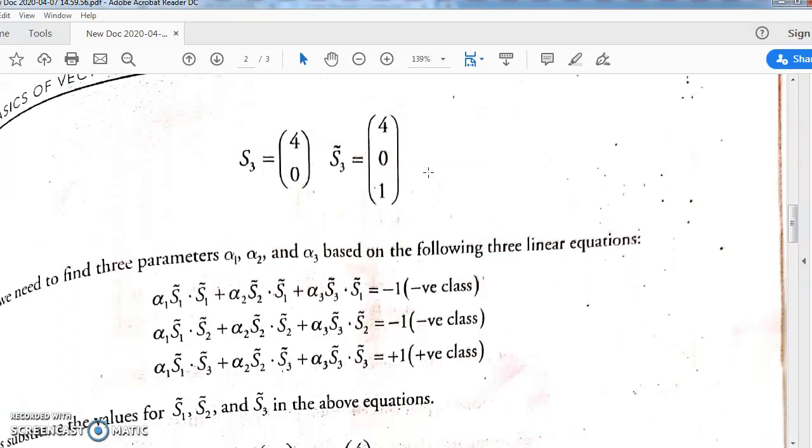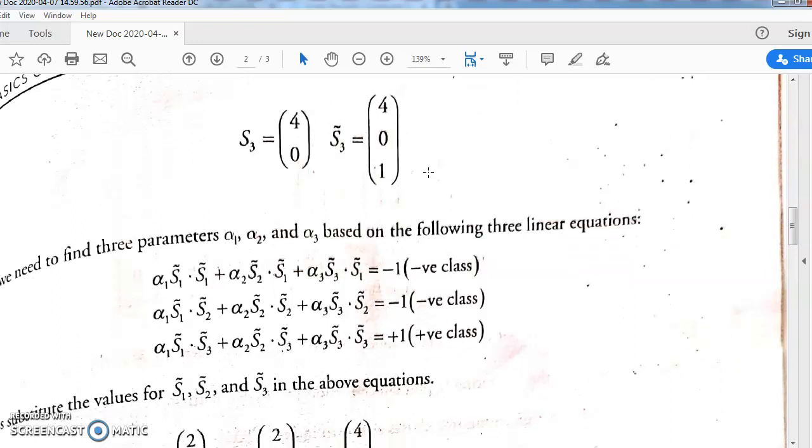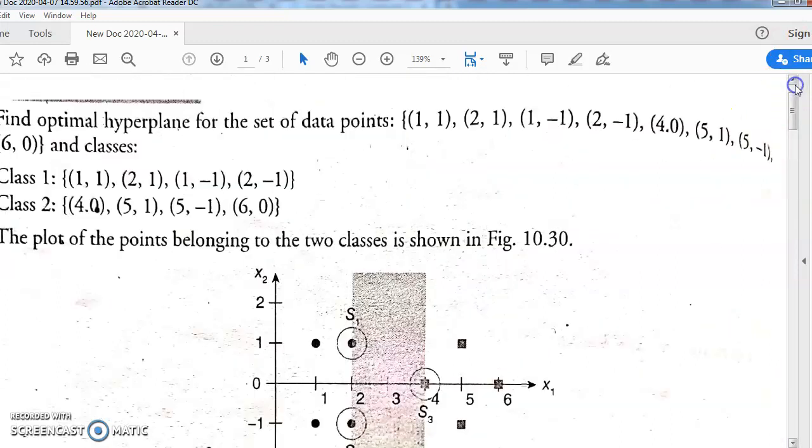Now how do we define the optimal hyperplane? In a single answer we are going to find the optimal hyperplane. We are not going to find a variety of line equations. So for finding the optimal hyperplane, what we have to do, as we saw yesterday, is find these coefficients and equate to their respective classes. Here S1 represents which class? Similarly S2 represents which class? So let's see the example.